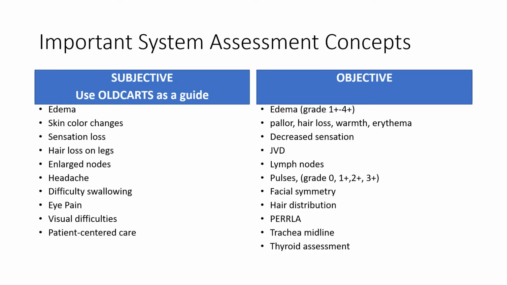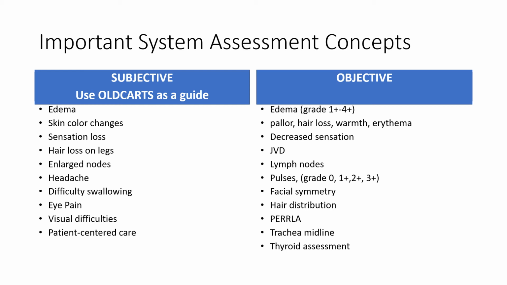So important system assessment concepts for our new material. For subjective, we want to ask the patient if they have any or have had any edema or skin color changes, sensation loss, hair loss on legs, any enlarged nose that they noticed, if they've had a headache, maybe difficulty swallowing, if they've had any eye pain or visual disturbances or difficulties, and we need to focus on patient-centered care as well. For our objective information, we will be assessing our patients for edema, and the edema is graded from 1+ to 4+ edema, and we'll talk more about this in lab.